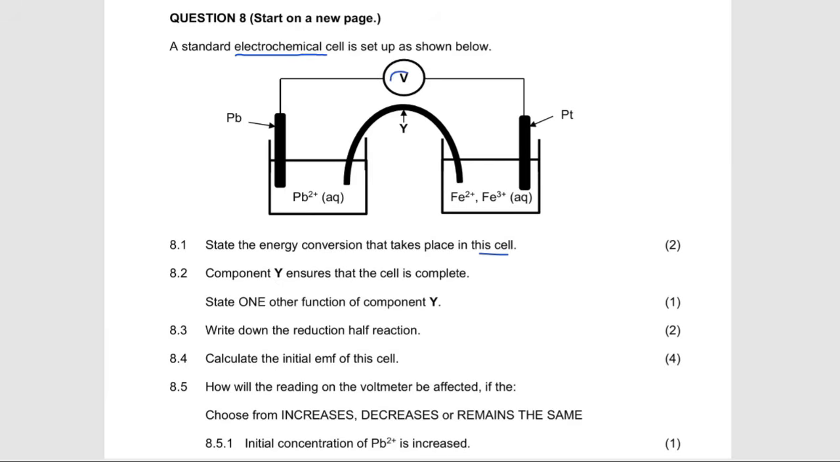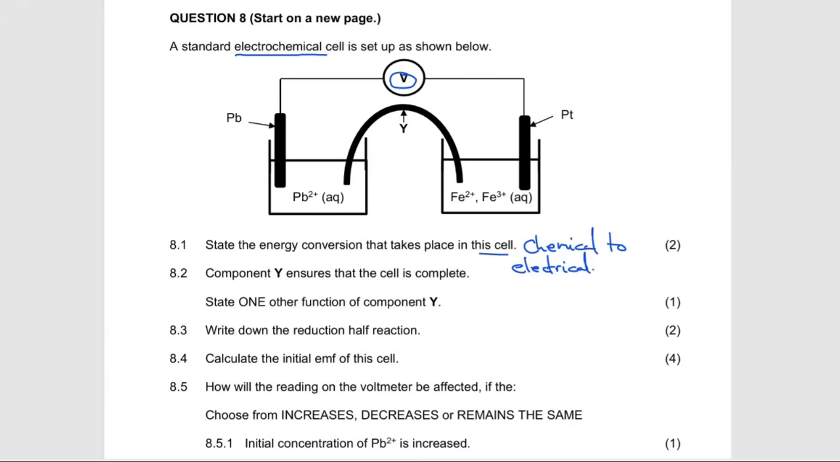It's easily identified by that voltmeter there. So it's going to be chemical to electrical. So I'm going to say chemical to electrical. So that's how we answer that one.